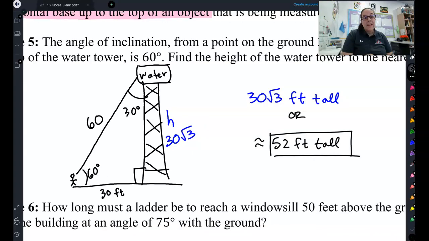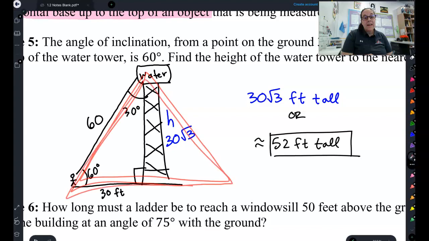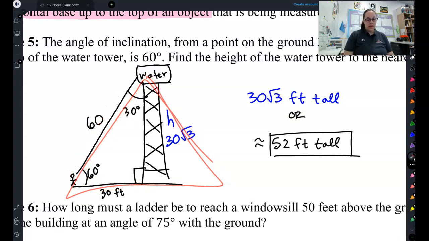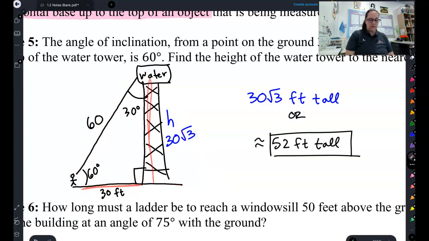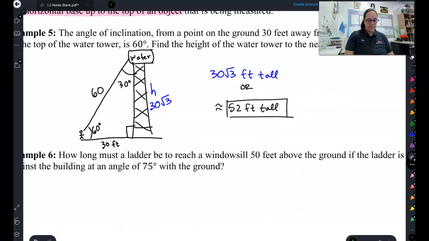Let's see how you did. I always think of my equilateral first. There's my 60, 60, 60. So if this side is 30, that means this long hypotenuse is 60. It's double that. Then if I want to find this last side, I go from the short side to the long side. So since I'm making it bigger, I'm multiplying. So 30 times root 3 is the height of the tower, which I put into my calculator and got to be about 52 feet tall.